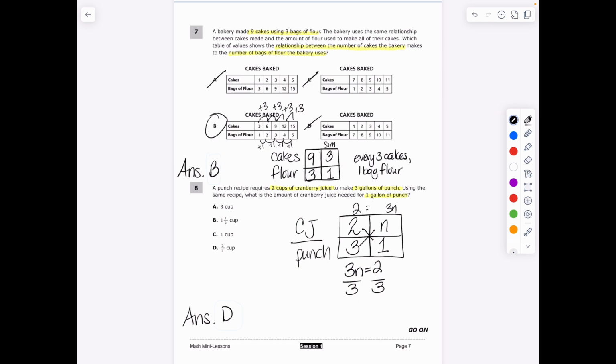Okay, so a number, 3 divided by 3 is 1. So a number is equal to 2 divided by 3. And so that means for every 1 gallon of punch, I need 2/3 cups. And that is D. So this is one way to solve this that I really like. It will always work if you're using your cross products, and then you just have to divide to get the number that you want.